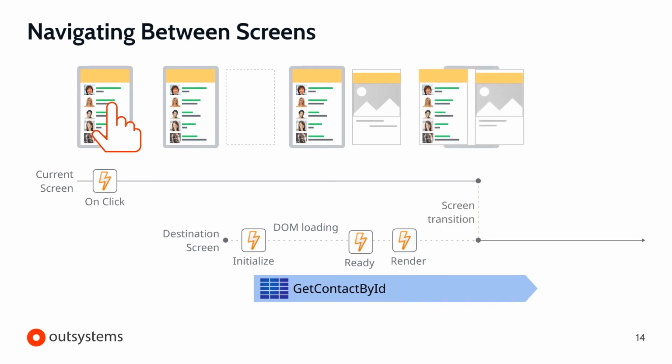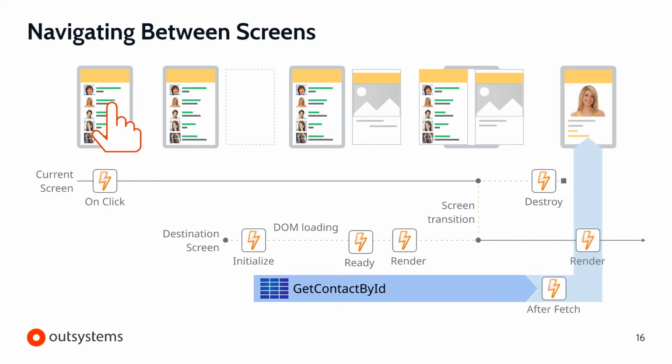At this point, the screen transition is initiated. Only at this point, the end user will see the destination screen. Up until now, all work happened behind the scenes. When the transition is complete, the onDestroy event of the old screen triggers. Then, as each aggregate returns a response, the after-fetch event of the aggregate triggers, as well as the render event of the screen with the new data, just like in the previous scenario.